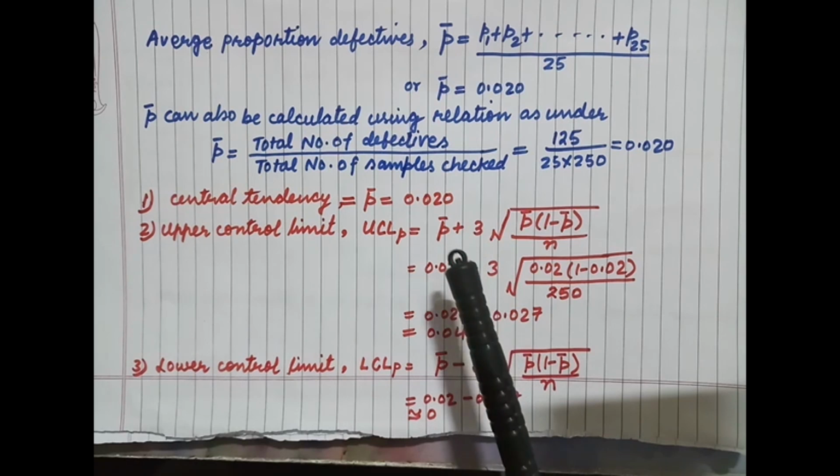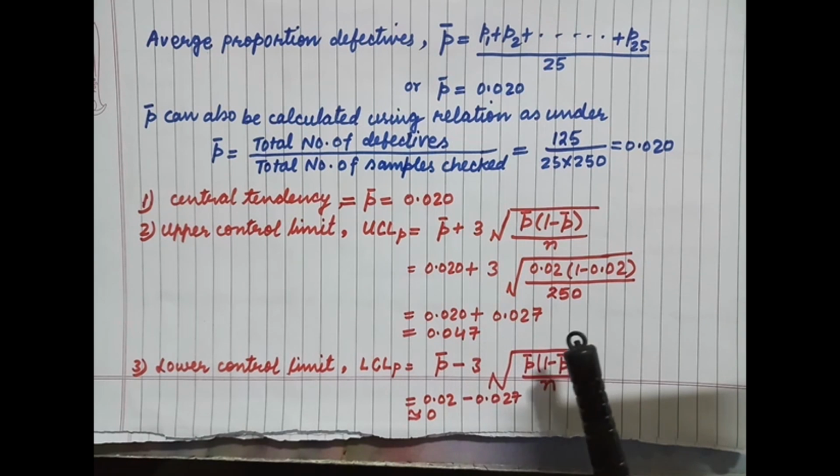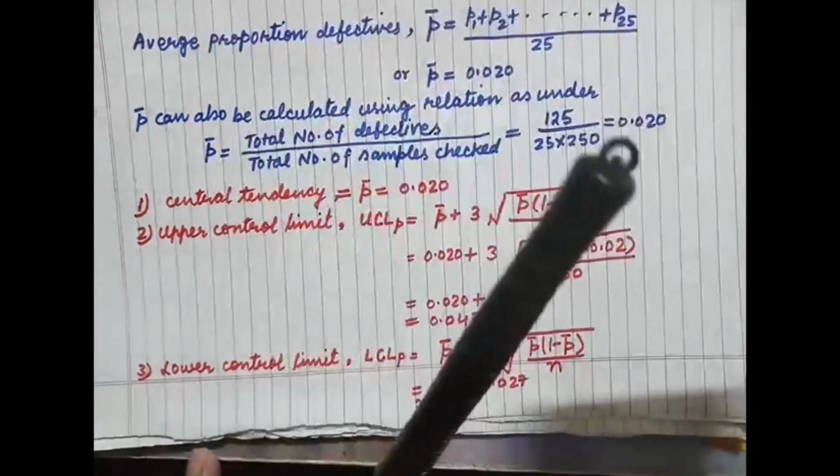Similarly, we will apply the formula for the lower control limit, which is P bar minus. Here the difference is plus and minus. So P bar minus 3 into the square root of P bar into 1 minus P bar divided by N. Since the value of the right-hand portion is greater than the left-hand portion, the result comes out negative. So negative is taken equal to 0. So we have calculated the central tendency, upper control limit and lower control limit.